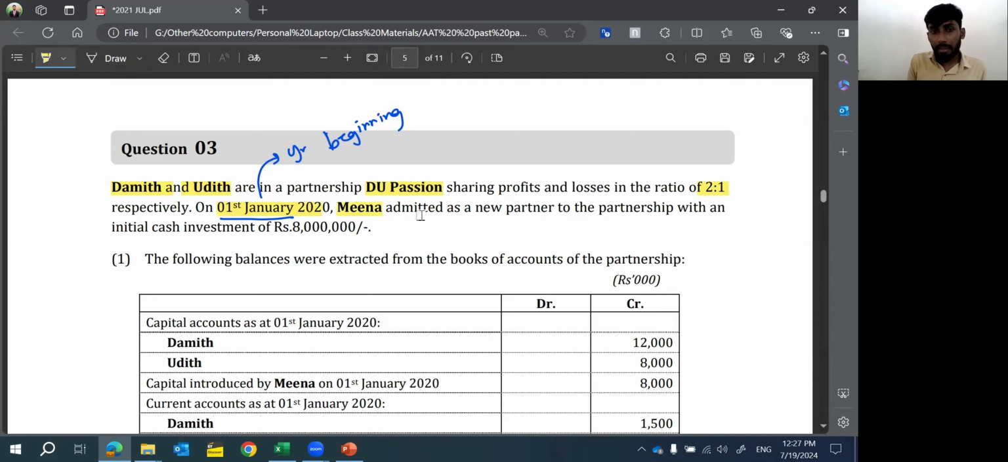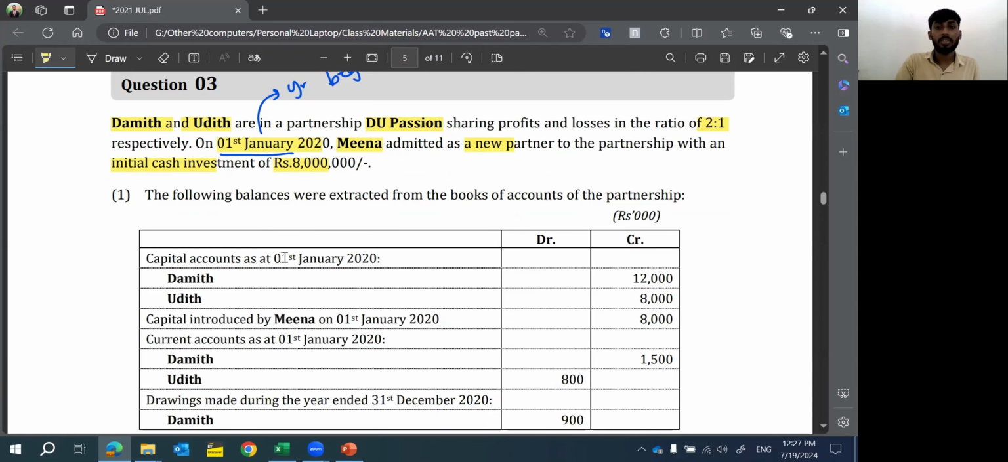Meena admitted as a new partner to the partnership with an initial cash investment of 8 million. When Meena comes, she has brought 8 million. Very good, no? She has brought 8 million. Okay, super. The following balances were extracted from the books of accounts.